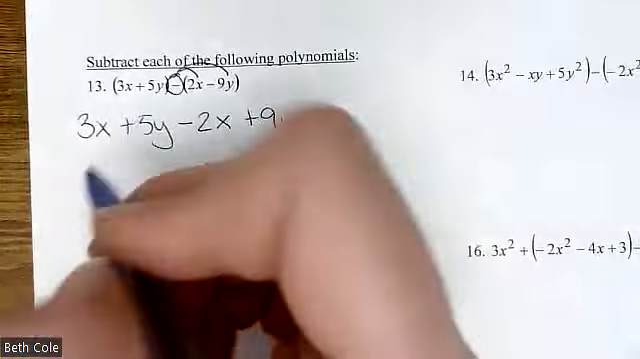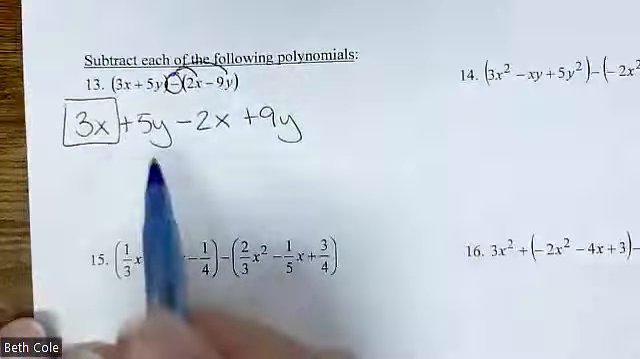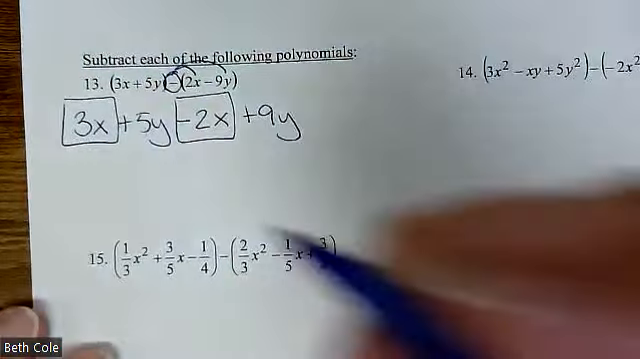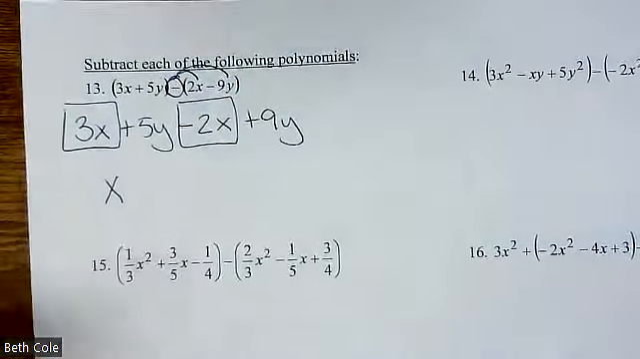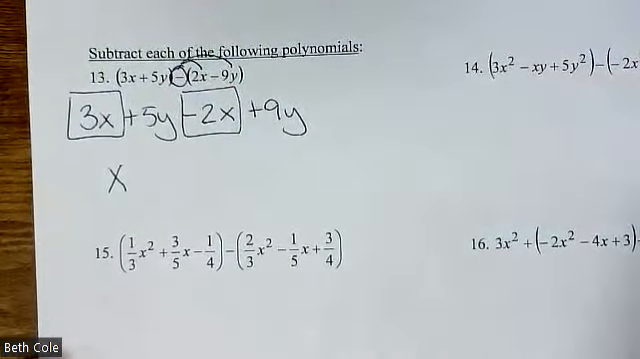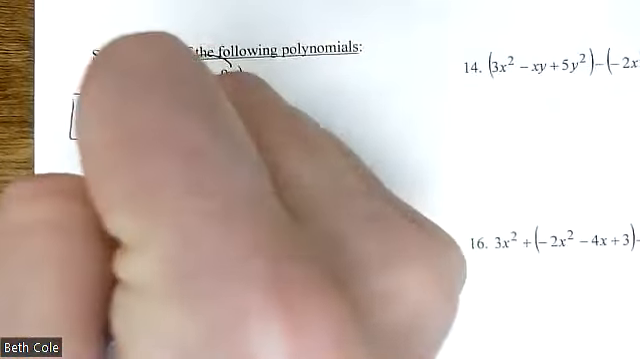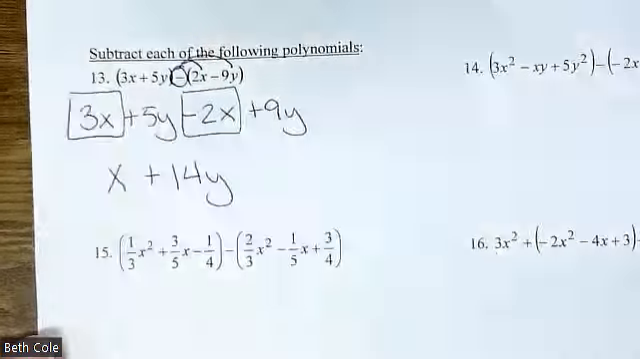Now we're going to put stuff together. Do you see a like term with 3x? Good, -2x. So 3x minus 2x is 1x. And you don't have to put the 1, you can if you want to, that's up to you. All right, and then you have 5y plus 9y, which is 14y.